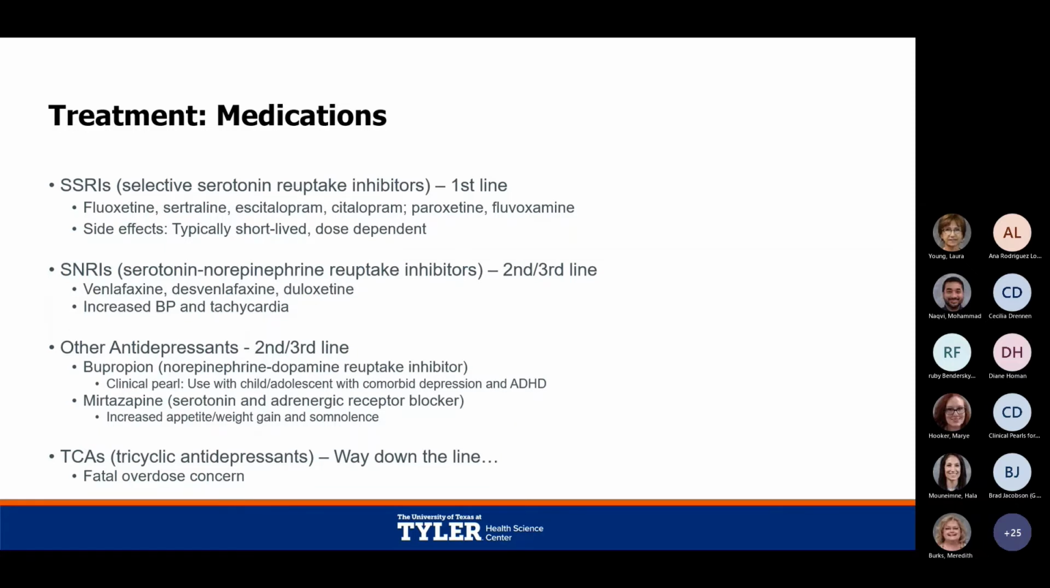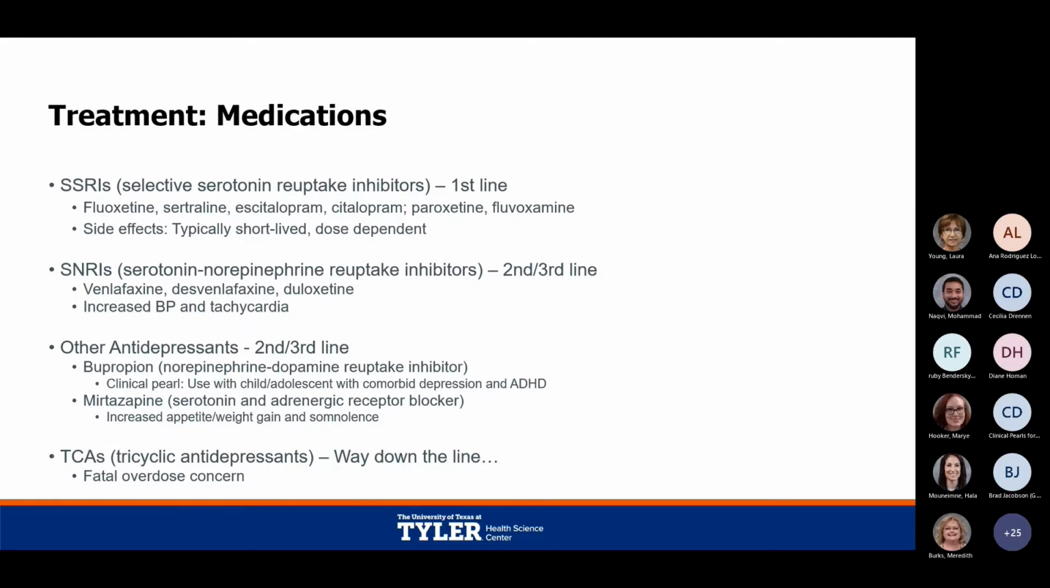Typically, if I'm going to use any of these in children or adolescents, it's typically either going to be venlafaxine or duloxetine. I don't use too much desvenlafaxine in this patient population. Not saying that it doesn't work. I just never utilized it for children or adolescents.